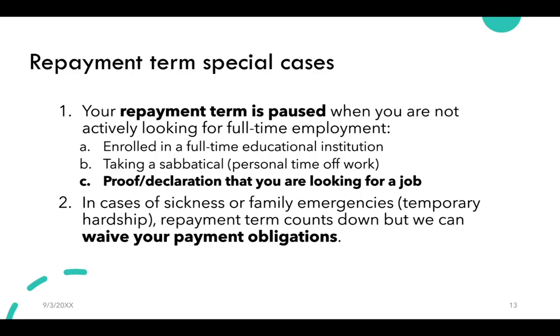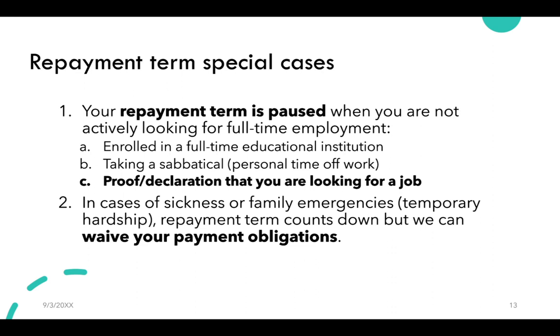Cool. Now let's talk repayment term, and in particular, repayment term special cases. Do note that your repayment term is paused when you're not actively looking for full time employment. This could happen when you're enrolled in a full time educational institution or you decide to take a sabbatical, which is personal time off work. This is what we call voluntary unemployment. Just note that once in a while we will ask for proof or declaration that you're looking for a job when you report being unemployed for a while.